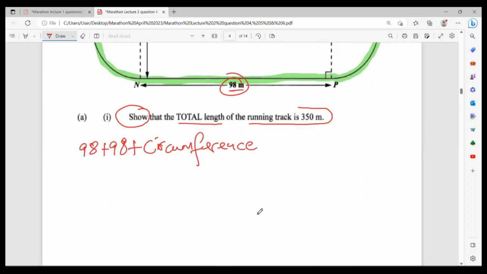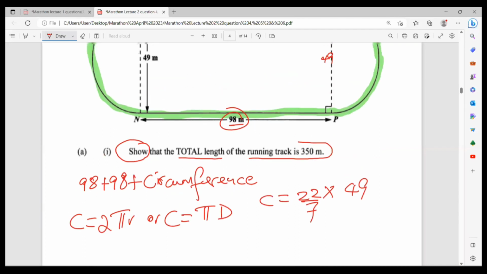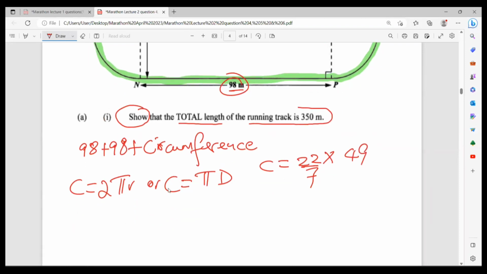So now you just need to work out the circumference. Circumference is equal to 2 pi r, or you can say circumference is equal to pi times diameter. Up to you. I am going to use pi times diameter because I have the diameter. So circumference is equal to pi, 22/7, times the diameter, which is 49. 7 into itself, 1, 7 into that, 7. I'm getting 154.